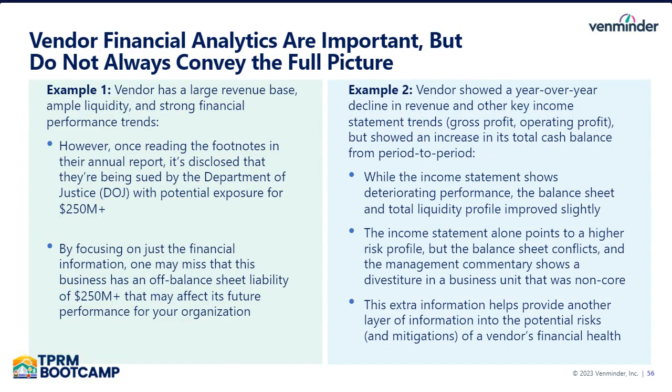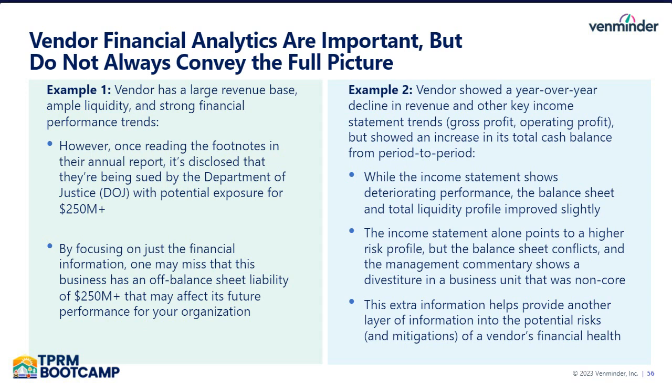So let's talk a little bit about some examples on why quantitative and qualitative information need to be put together. In example one, we looked at a vendor that had a large revenue base and had strong liquidity and overall financial performance trends. But when you read the qualitative footnotes, you noted that they had legal exposure with the Department of Justice. If you missed that information and just focused on the quantitative side, you wouldn't have identified that risk.